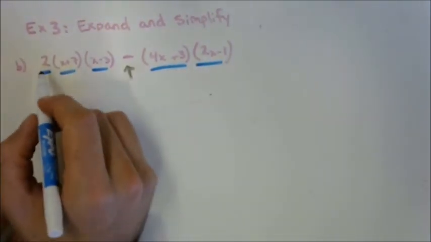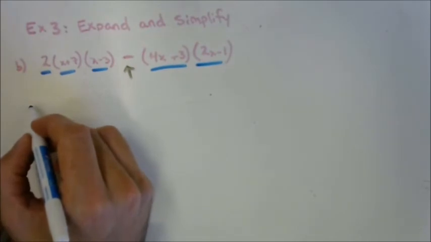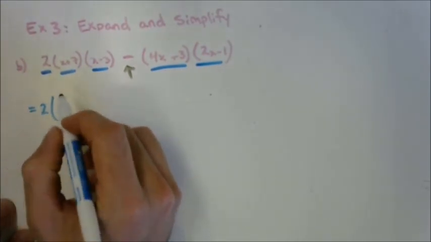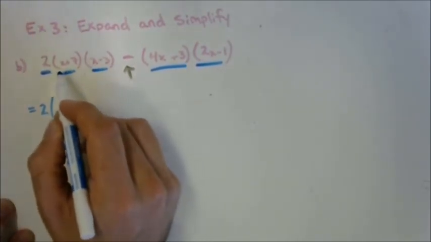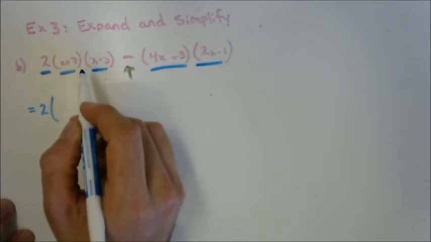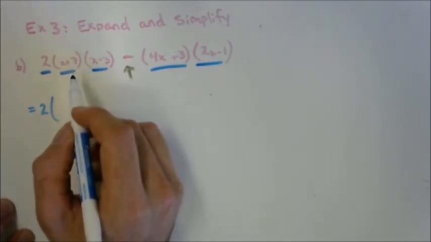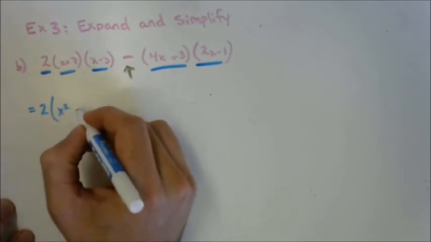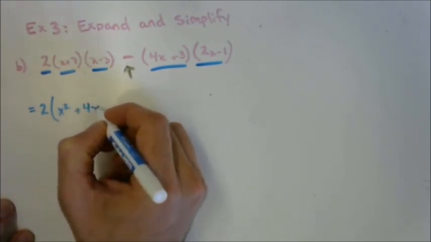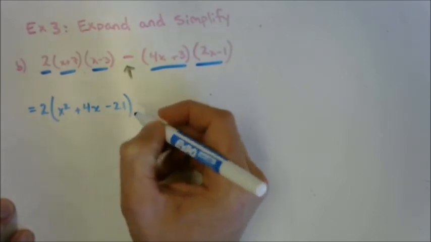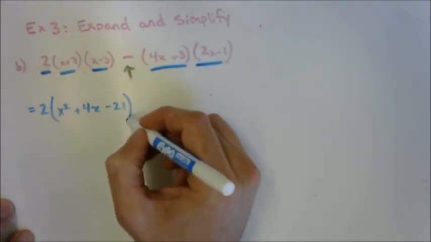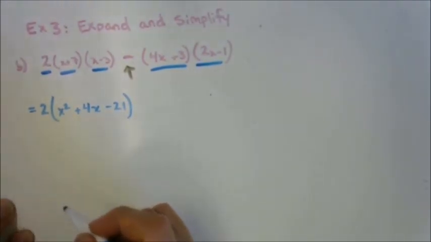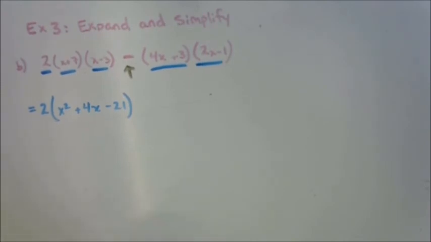So here we go. Same steps as last time. I'm going to leave the 2 outside and FOIL the binomials. You go ahead and FOIL those binomials. After you've simplified, which probably will take you 2 steps, look at what you have and see if it's the same as what I have.